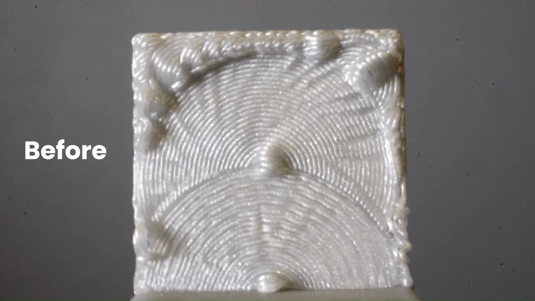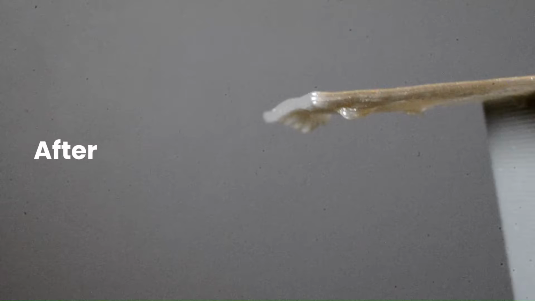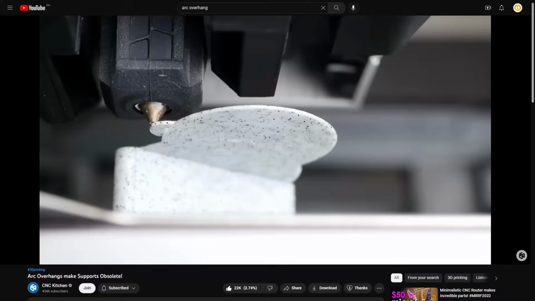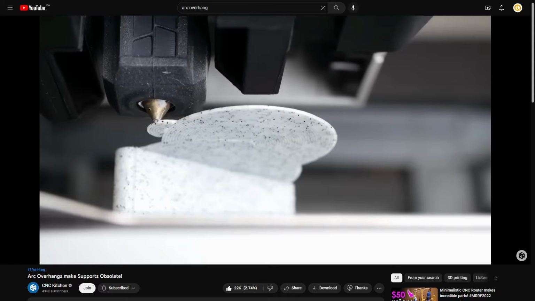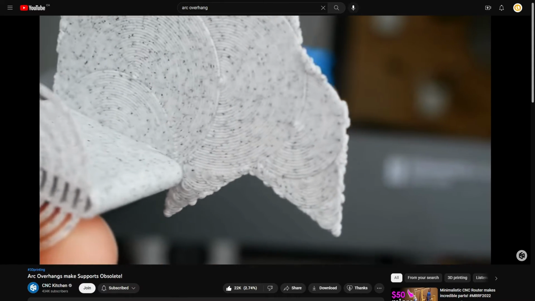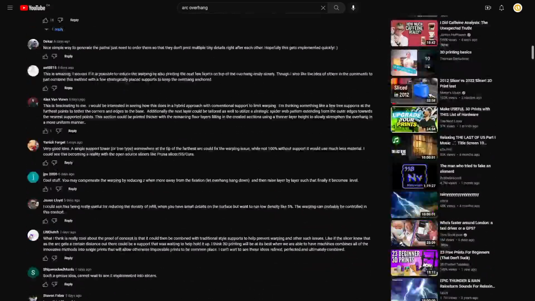Are arc overhangs the next big thing, or are they just a cool experiment? I'm Steven, and today I'll talk about three improvements I made to arc overhangs this week and what you can do to help. In CNC Kitchen's recent video, he brought a lot of attention to arc overhangs, and the community had literally hundreds of great ideas for ways it can be used and improved upon.